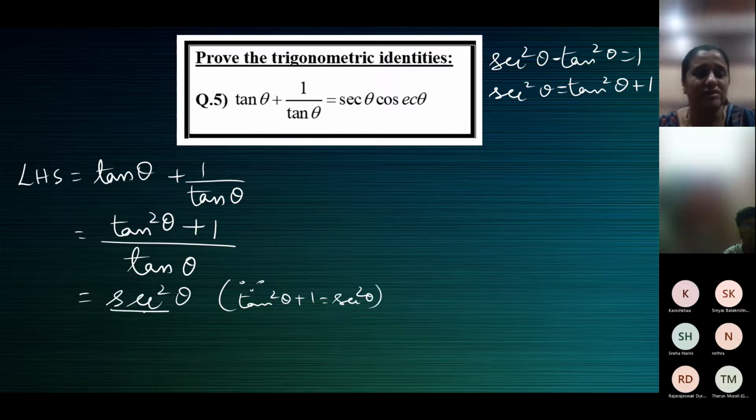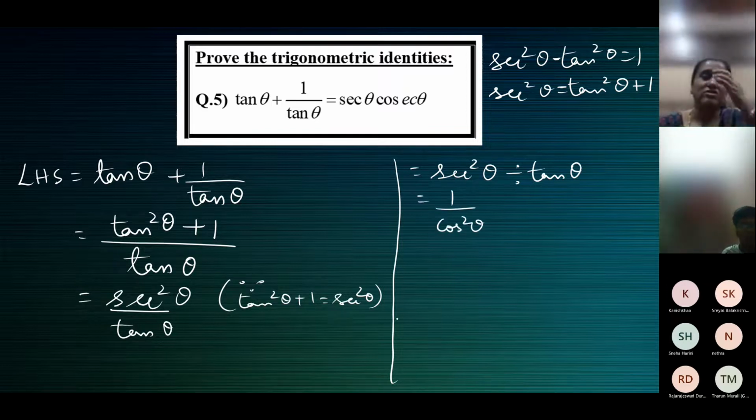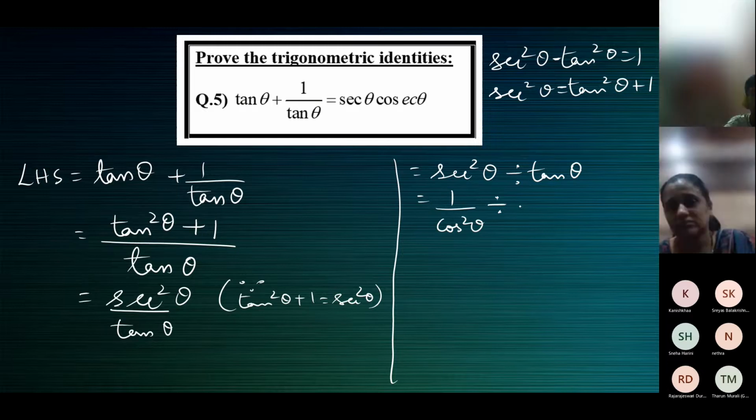So you get numerator secant square theta divided by tan theta. Let me continue here. See here, secant square theta divided by tan theta. Now what is secant square theta? 1 by cos square theta, correct? Divided by what is tan theta? sin theta by cos theta. What is tan theta?